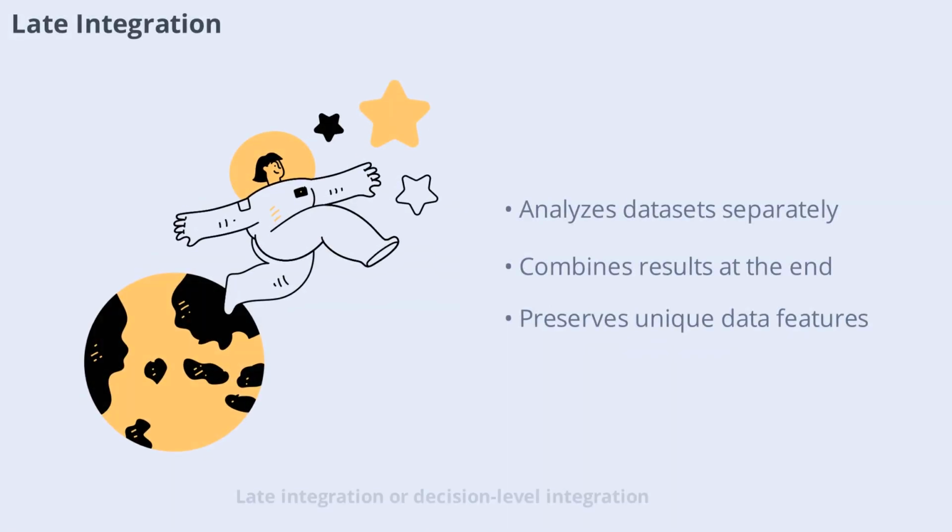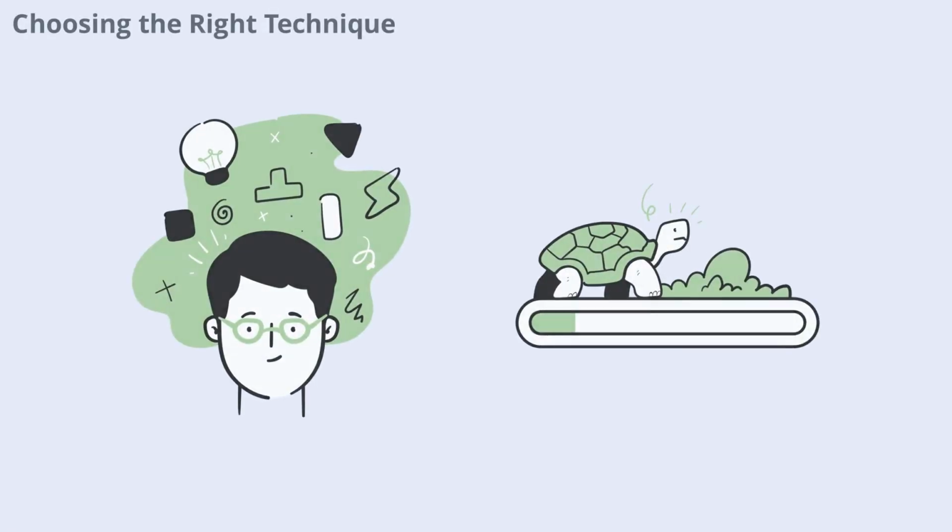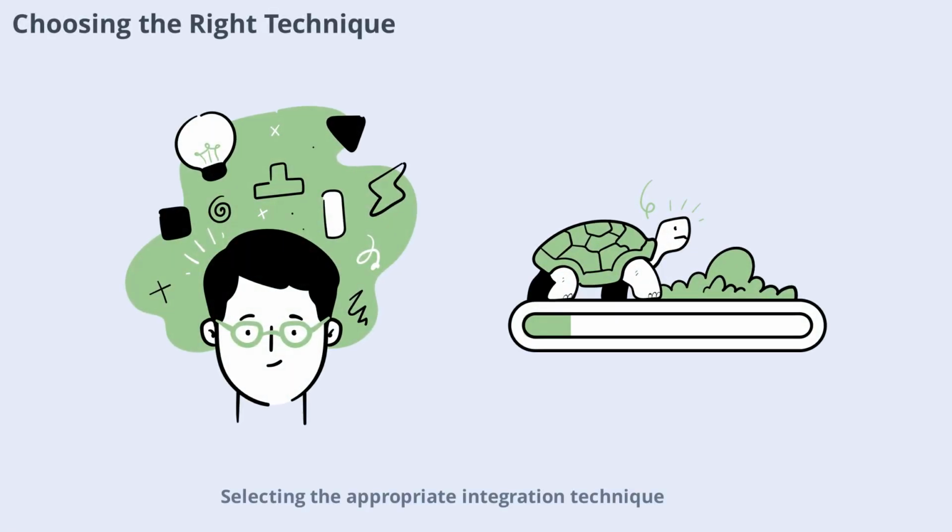Late integration, or decision-level integration, involves analyzing each dataset separately and then combining the results. For example, separate models might be built for genomics and proteomics data, and their predictions are integrated at the end. This approach is useful when datasets are very different or when it's difficult to merge them directly. Late integration can help preserve the unique characteristics of each data type while still providing a unified outcome. Selecting the appropriate integration technique depends on the research question, the nature of the datasets, and the desired outcome.